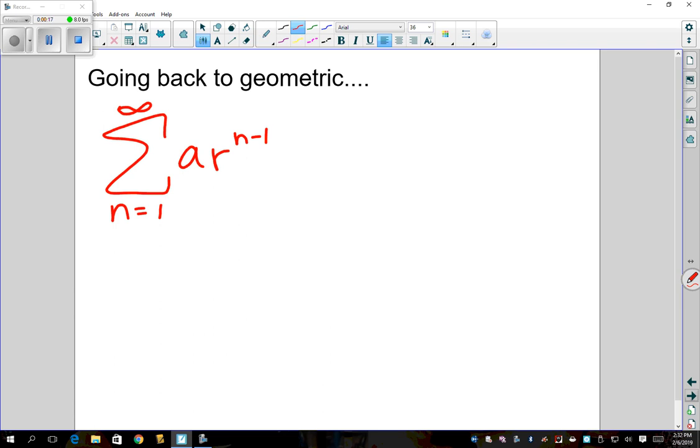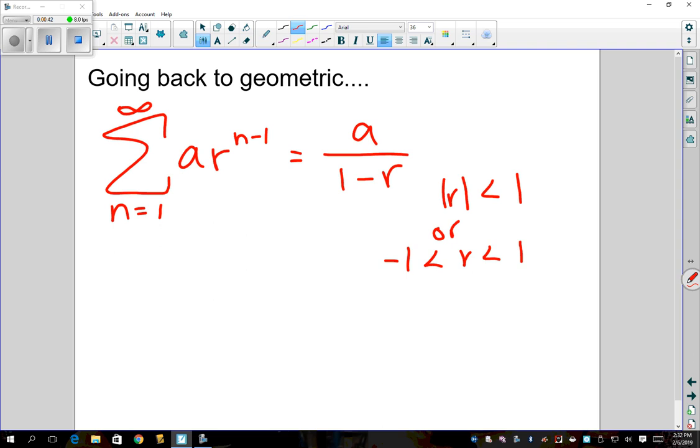So in Algebra 2, we learned that the sum from n equals 1 to infinity of a times r to the n minus 1 is equal to a over 1 minus r, so long as the absolute value of r is less than 1. Or I'm going to rewrite this just for our future series: r is between -1 and 1. So this is just the geometric series. If the absolute value of r is less than 1, we know this sum works.